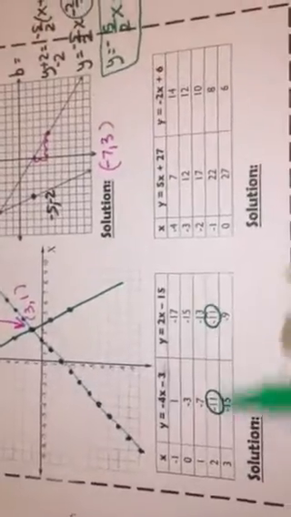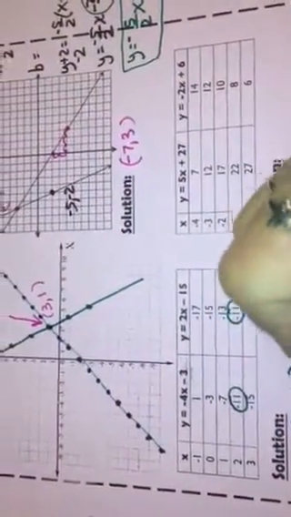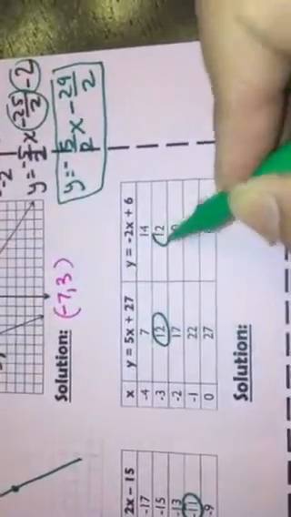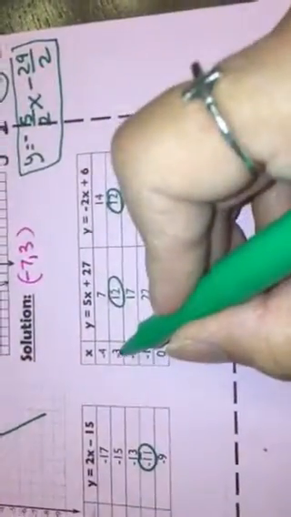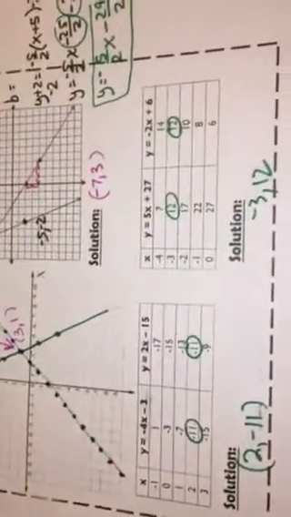You see how they have the same y value? So 2, -11 is the solution here. Over here, what would it be? Well, I see the double y values right there. So the solution is going to be -3, 12. That's how you find solutions from tables. So please glue this down to your spiral.